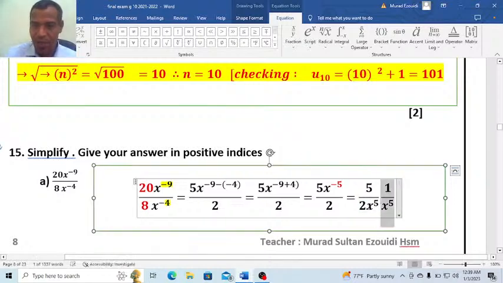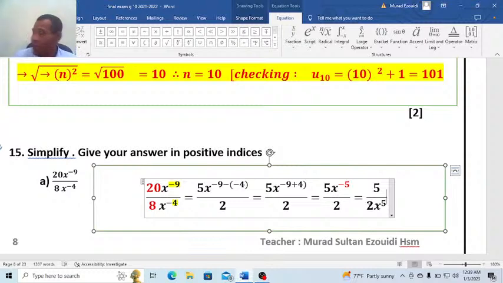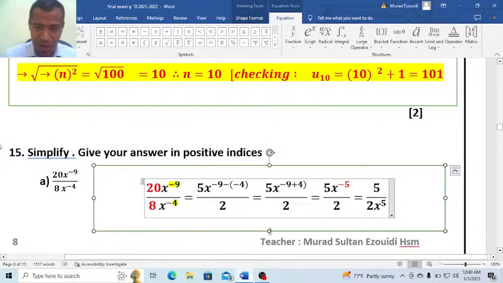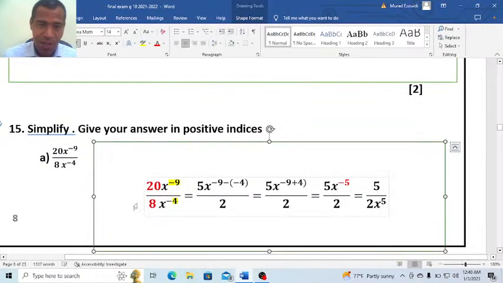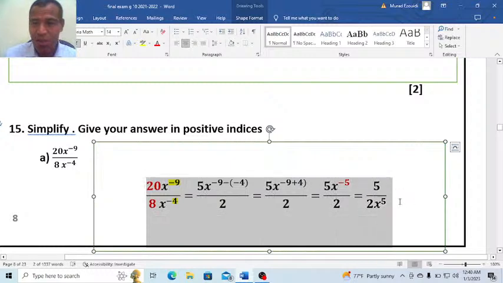I will erase this one. Learners, this is what happens if we use the first method: up here I get negative indices, and after that I convert it. So this is the first method, learners. I will now do the second method for you. One student may use this method, or another learner can use the next one.